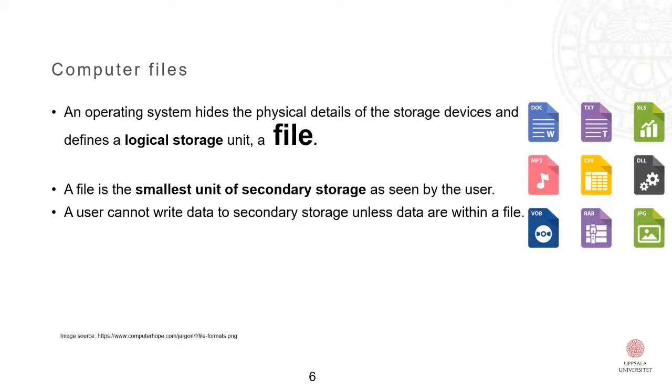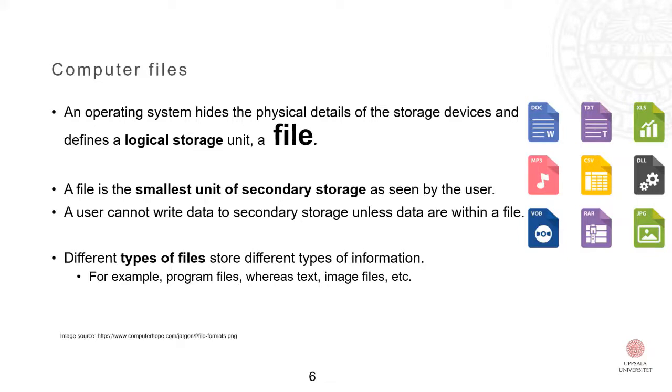A user only works with secondary storage. A user cannot write data to secondary storage unless that is written to a file. And as you've seen, of course, there are different types of files in your computer, and different types store different data. For example, we can have text files, spreadsheet data, music files, video files, and in each type we can have, again, different categories. For example, for music, there are different extensions of files.